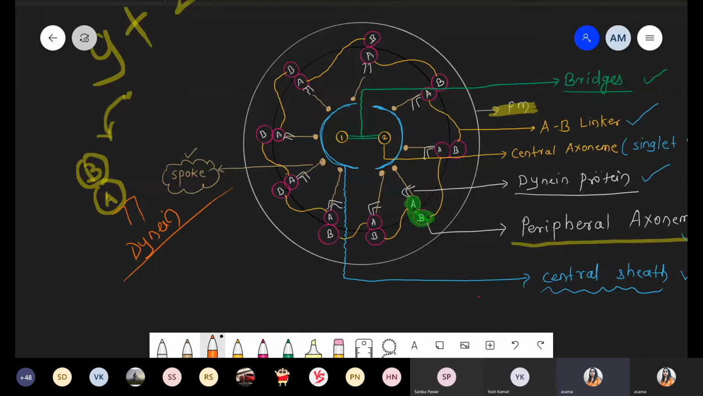It consists of the dynein protein, which itself has the ATPase activity. And what is the meaning of ATPase? ATP undergoes hydrolysis. We know that whenever the energy breaks down, meaning when that ATP undergoes breakdown, that energy gets released and that energy is utilized for the movement process. It is utilized for the flagellar movement.